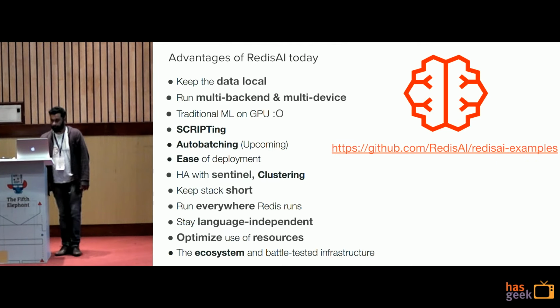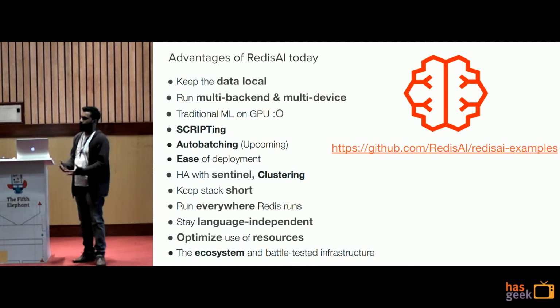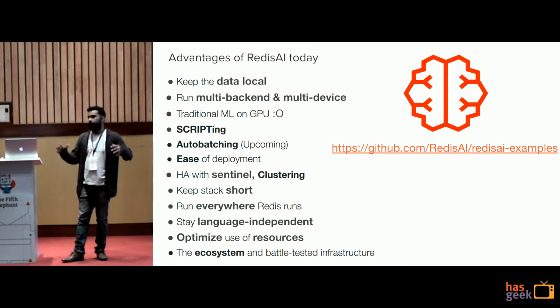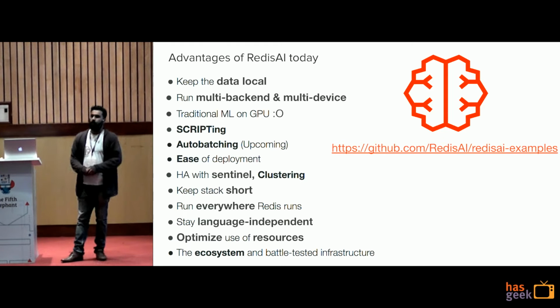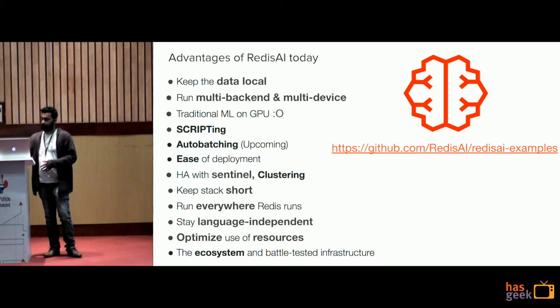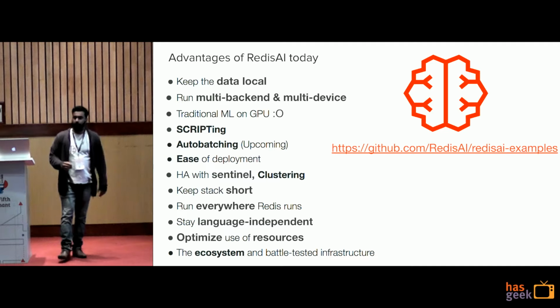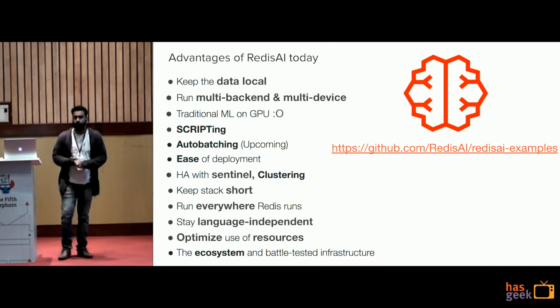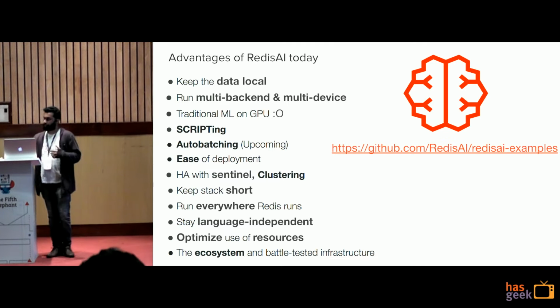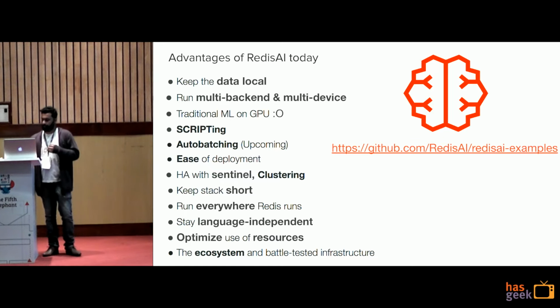It's convenient. It's multi-backend and runs on multiple devices. As I said, it supports TensorFlow, PyTorch, and ONNX, and through ONNX, a bunch of other frameworks. So you can have multiple models in multiple frameworks in your single pipeline. Traditional ML on GPU, like linear regression, decision tree, random forest. I don't think it was easy to run your traditional ML on GPU till now. Scripting is one of the biggest advantages as I see in RedisAI.